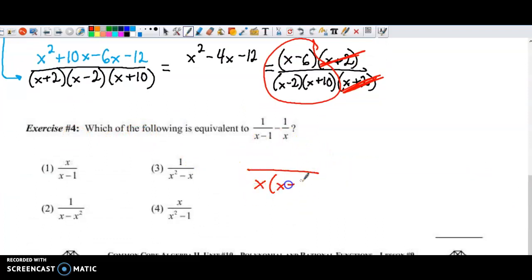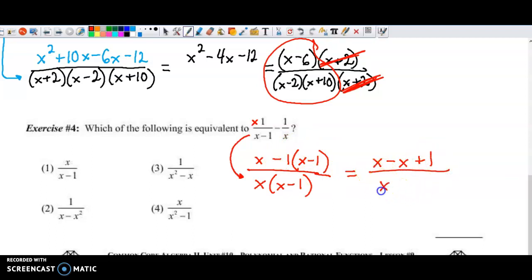x minus 1. Well, what are you missing from here to here? You're missing an x. So 1 times x is x. What's important is that you distribute the negative 1 to both the x and the 1. So as I distribute, I'm going to have x minus x plus 1 over x minus 1. And what you'll see is a few things will cancel. You're left with 1 over x times x minus 1, but none of the answers match that. So let's go ahead and distribute, x squared minus x. I believe that would correspond to this answer, option 3.